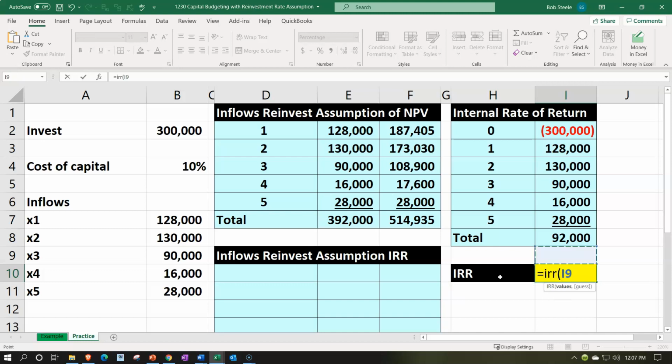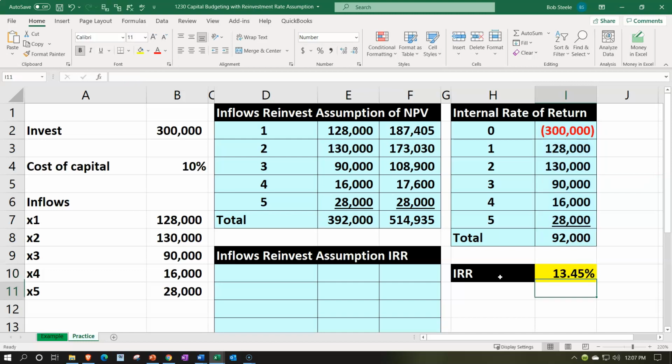as I call it. No one else does, though. So if you say that to anyone else, they'll probably think you're a chicken saying something at them. Anyway, IRR, enter, that's going to be 13.45.